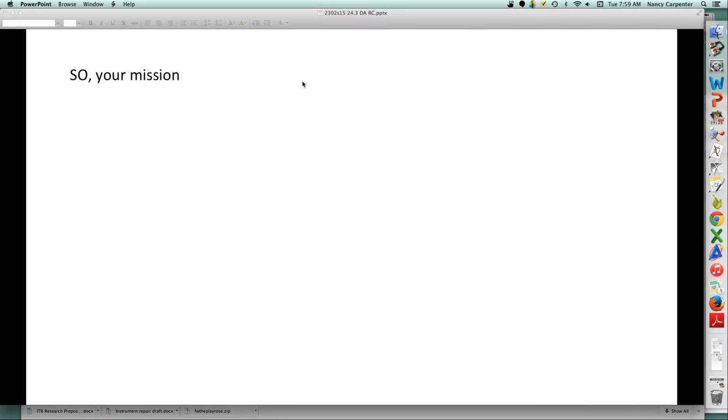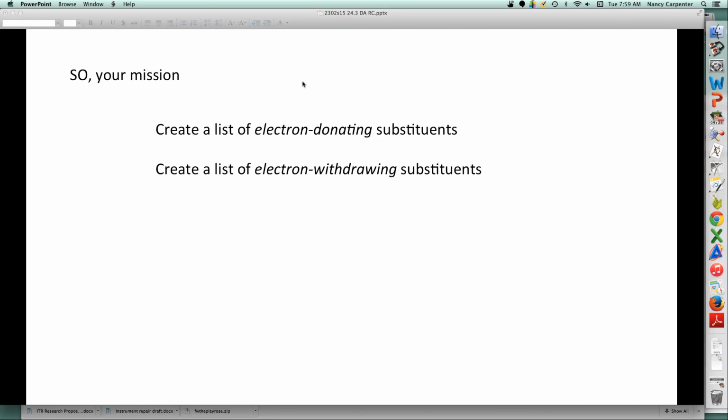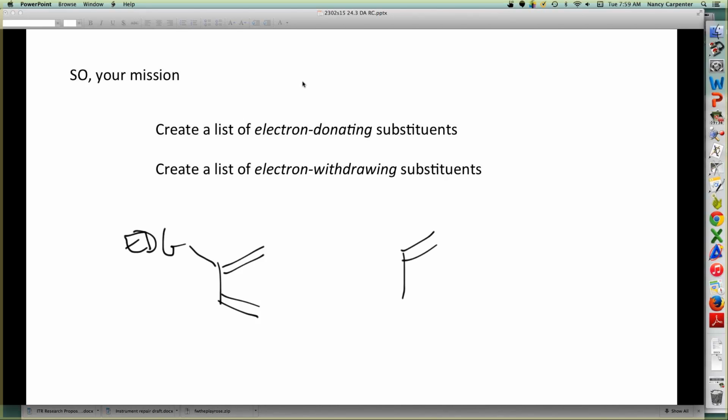Alright, so your mission at this point, your goal is to think about this and think about, hey, for my electron-rich diene, what kind of electron-donating substituents can I come up with? And how does it change the regiochemistry when the electron donating group is on the second carbon versus the first carbon? Similarly, come up with a list of electron withdrawing substituents that would be on your dienophile and how does that impact regiochemistry?